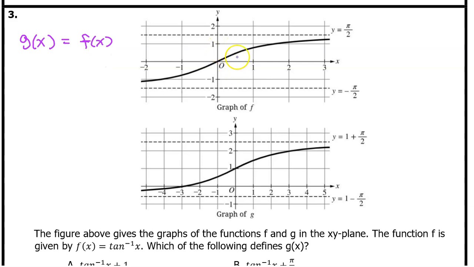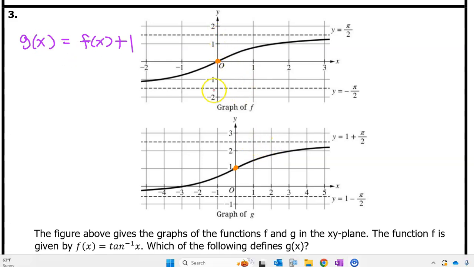So let's try to figure out what transformations of the function f would give us function g. Begin by focusing on the point of inflection, which on the graph of f is right here at the origin. On the graph of g, that point of inflection is here at the point 0, 1. This tells us that there is a vertical translation by 1. But are there any other transformations?